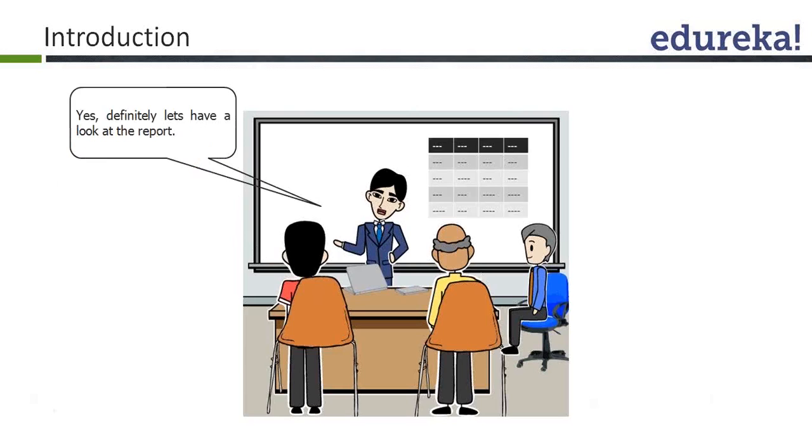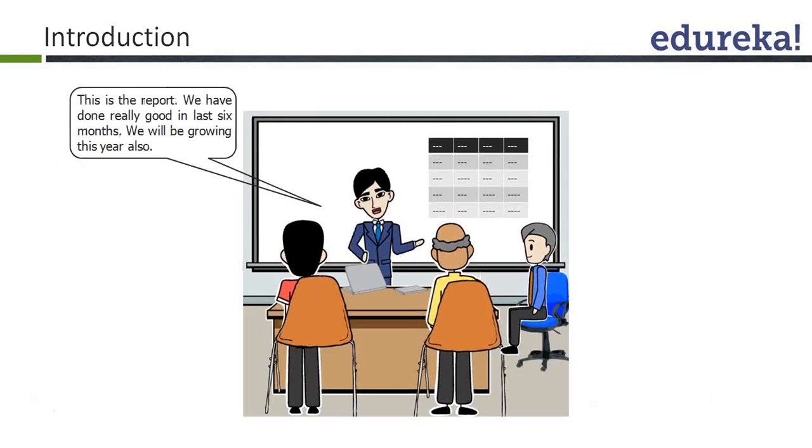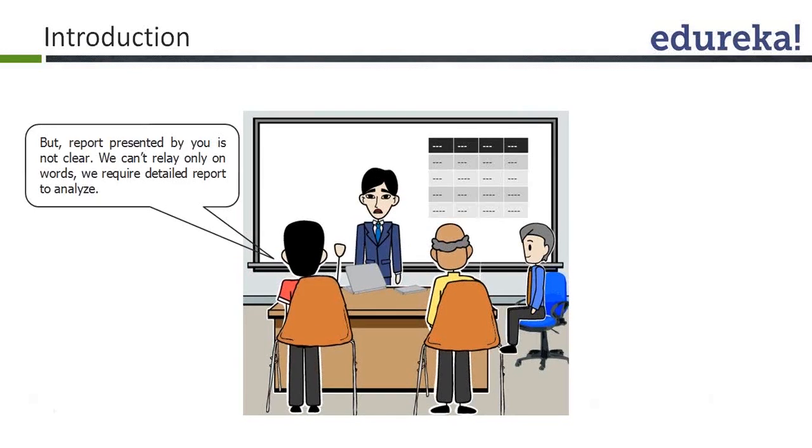Numbers can be represented in graphical form as well. So your executive is saying, yes, definitely, let's have a look at the report. And that's where the report kicks in. He is presenting a report in tabular form. He is reading the report. We have done really good in the last 6 months. We'll be growing this year also, but in the first 6 months, the report was not too good.